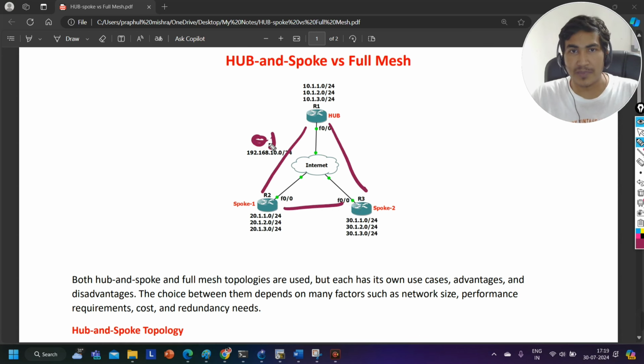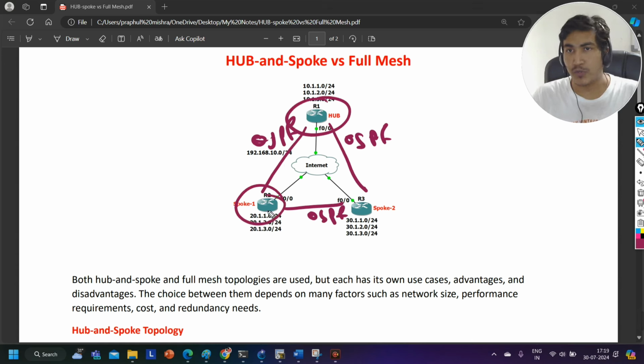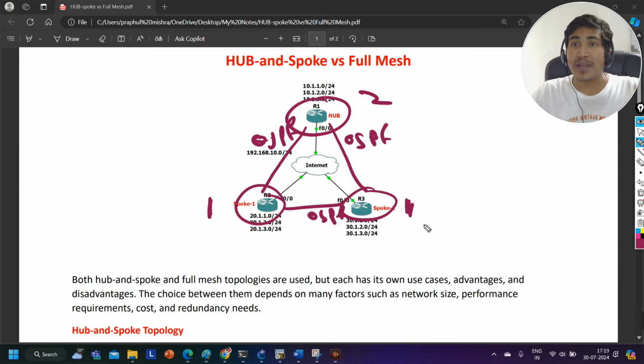Now I can configure OSPF on all links, or any routing protocol you can configure. Now see, router 1 has two neighbors, router 2 also has 2 OSPF neighbors, router 3 also has 2 OSPF neighbors. But in hub and spoke, router 1 will have 2 neighbors, router 2 will have 1 neighbor, and router 3 will also have 1 neighbor. Means all branch offices will have only 1 OSPF neighbor. And if you have 1000 branches, the hub router will have 1000 neighbors.